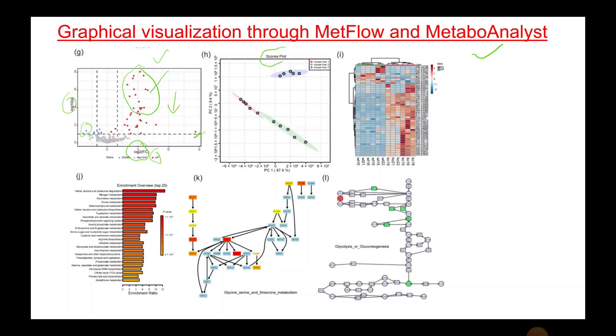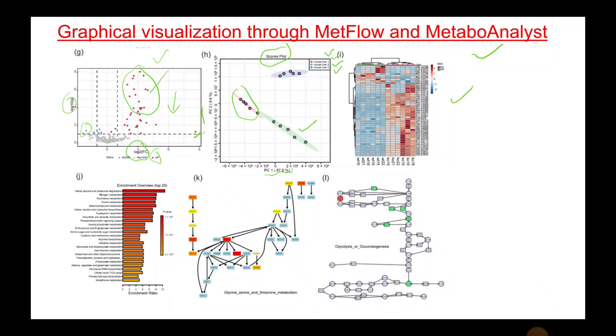Here is the score plot. We can see we have PC1 and PC2 for our different samples, and here we have three groups. This green one was taken from mouse liver 2, this blue one was taken from mouse liver 3, and this red one is taken from mouse liver. So there are clear differences.